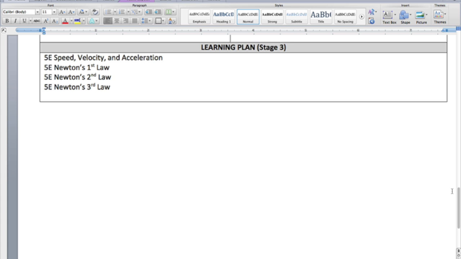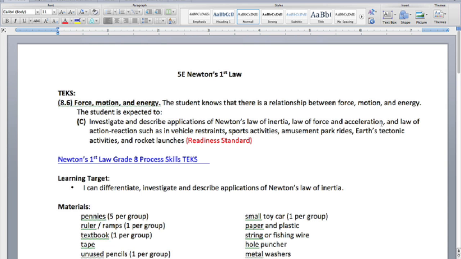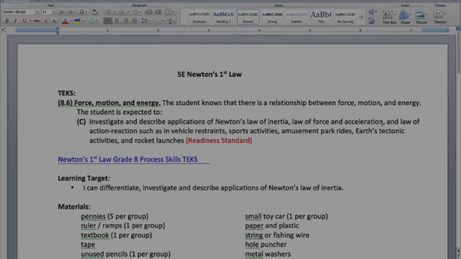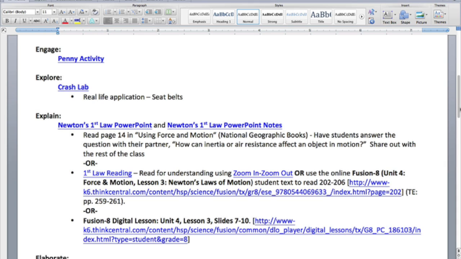In the Science Learning Plan, Stage 3, we list the 5E lessons for this unit. The 5E lesson is the organization style we use in Science K-12. Again, we have provided the text along with a sample learning target for this 5E. The 5Es start with engage to hook the student's interest into the science concept.